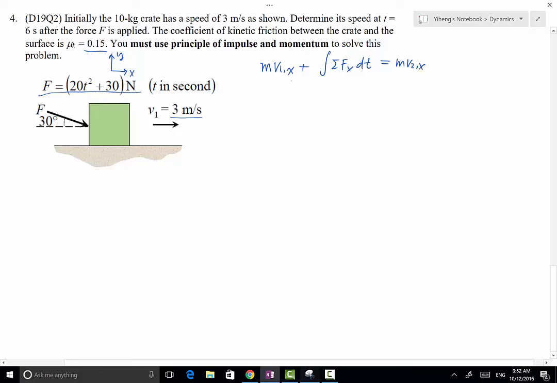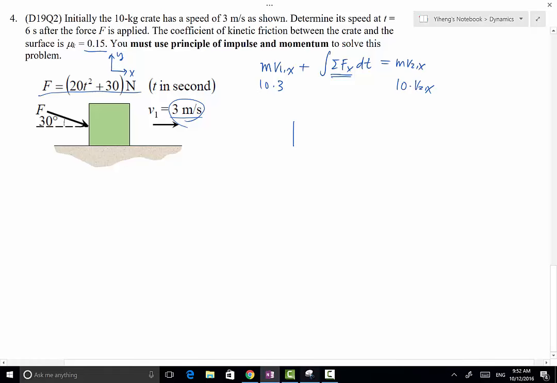So mv1x is known, and that is 10 times 3, the initial velocity along the x direction. And if we can find the total Fx as a function of time, integrated with respect to time from 0 to 6 seconds, that will equal mv2x, which is 10 times our unknown that we need to solve for. So let's look at the force analysis.